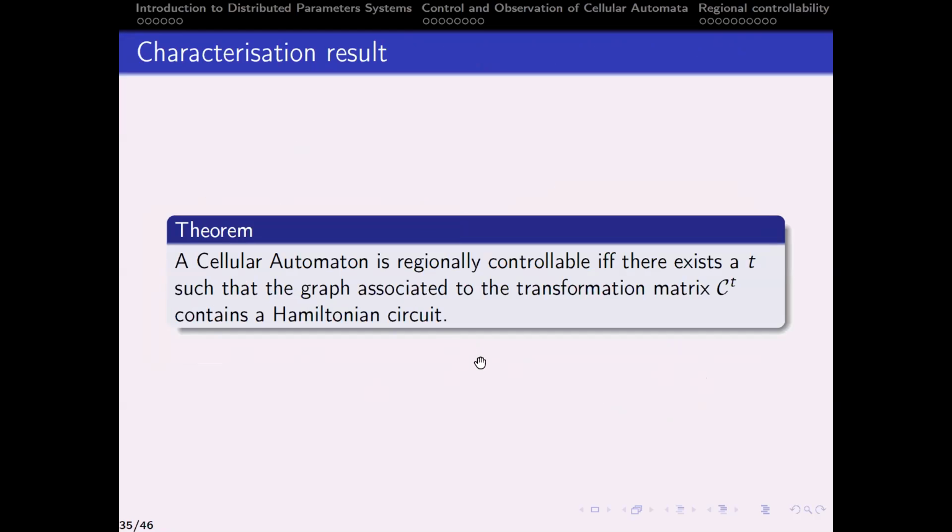The result we obtain is that the CA is regionally controllable if and only if, always with this condition according to the time horizon, the graph associated to the transformation matrix contains Hamiltonian circuits. And this is another result, and we find some bridge between all these approaches.